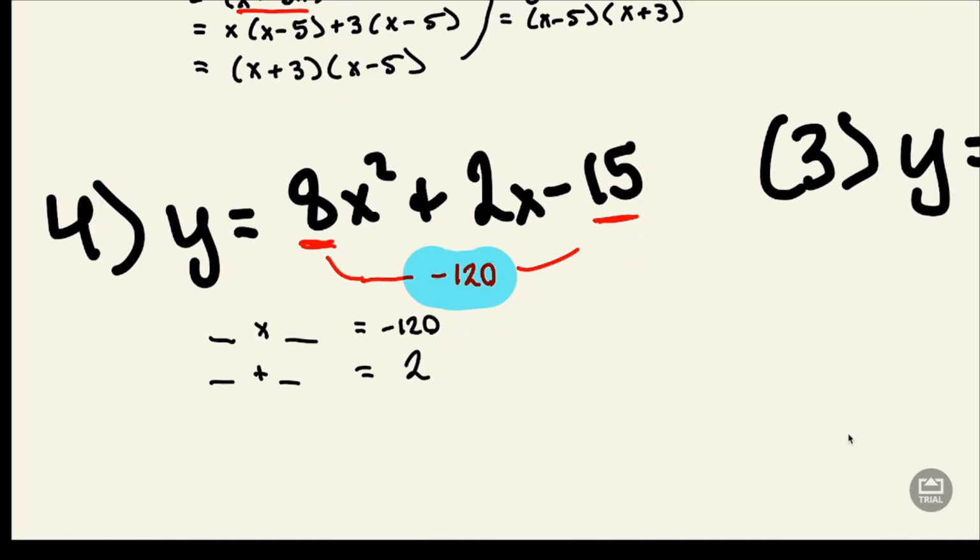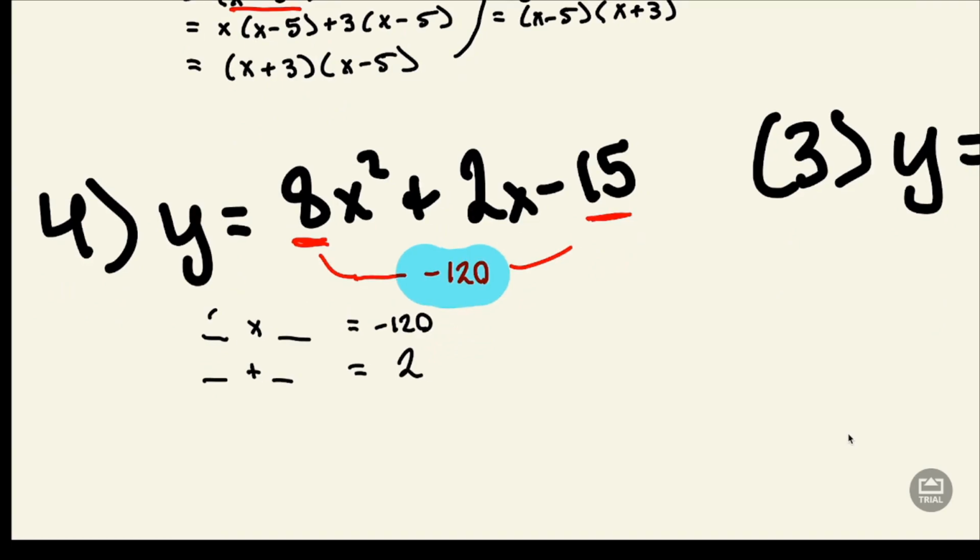I know one of them has to be negative, because when I multiply them, I'm going to get negative 120. Let's say I choose negative 10, right? Then I'll be left with 12 times negative 10, which gives me negative 120, which is correct. And then if I do 12 plus negative 10, what does that give us? 2, right? So that will work.